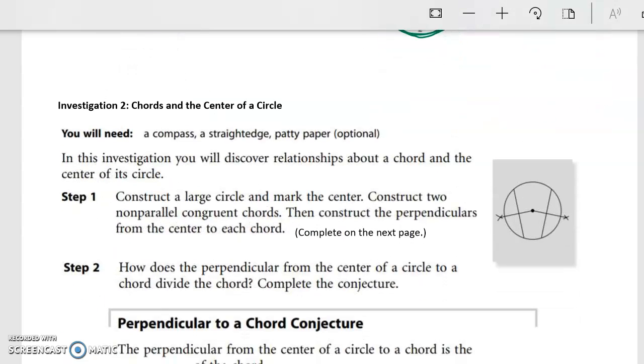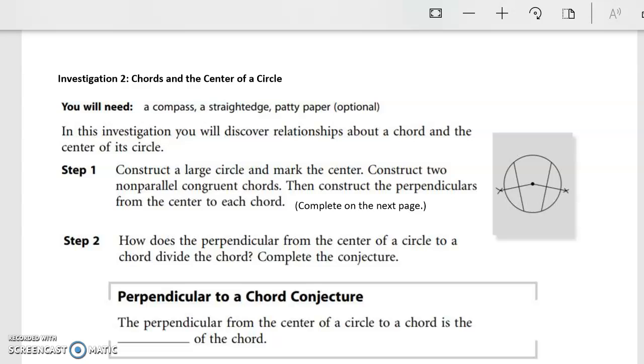Okay, so now we're going to look at chords and the center of the circle. You could use some patty paper here, but I think we can do the compass and straight edge. So on the next page, we're going to construct a large circle and mark the center, construct two non-parallel congruent chords, and then construct the perpendiculars from the center to each chord.